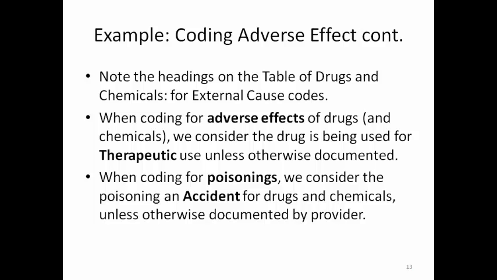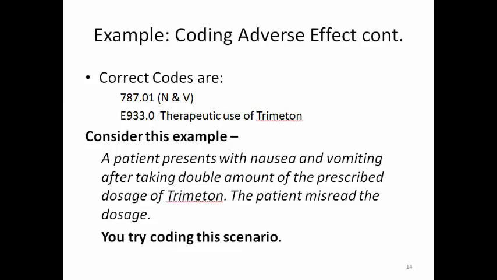To summarize, when coding for adverse effects of drugs and chemicals, we consider the drug as being used for therapeutic use unless otherwise documented. However, when coding for poisonings, we consider the poisoning an accident unless otherwise documented. That's how we know which columns to use on our table of drugs and chemicals. For the example that we had, our correct code assignment is 787.01 for nausea and vomiting, followed by E933.0, which is therapeutic use of Trimeton.